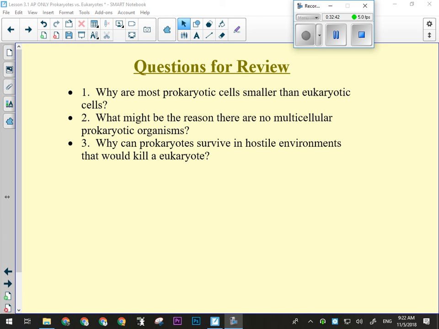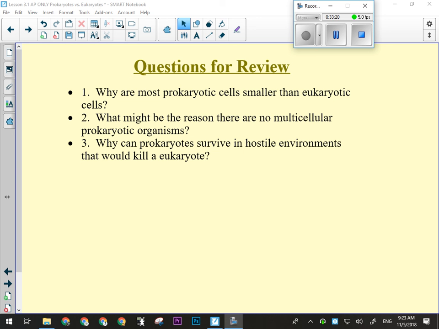And for question number 3, why can prokaryotes survive in hostile environments that would kill a eukaryote? Partially they can go dormant, but there are some that would actually thrive. They can adapt quickly, but also because they don't have the compartmentalization, they don't have to maintain the same kind of environmental conditions within the cell that a eukaryote does. Because of that, even though it's inefficient, they can still perform those basic cell functions even in environments that would not be hospitable to a eukaryote.